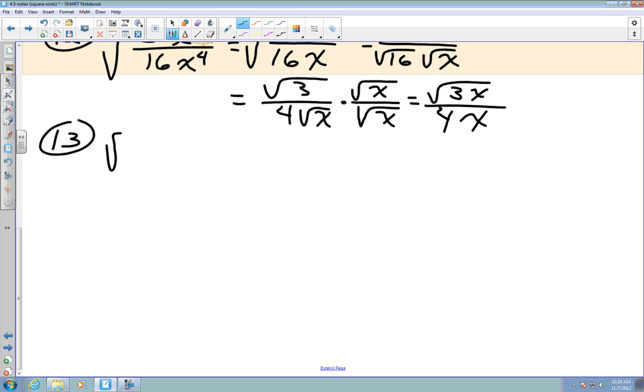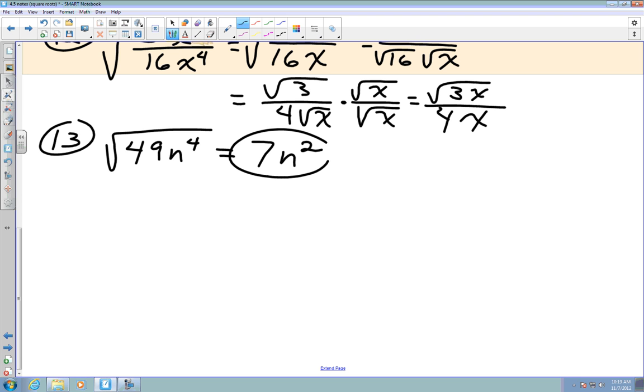Okay, square root of 49n to the 4th. Well, what's the square root of 49? 7. What's the square root of n to the 4th? It's n squared. Okay, even exponents are nice with square roots.